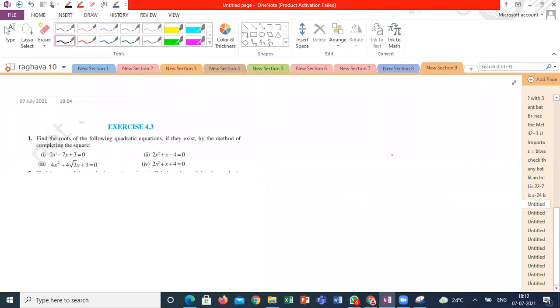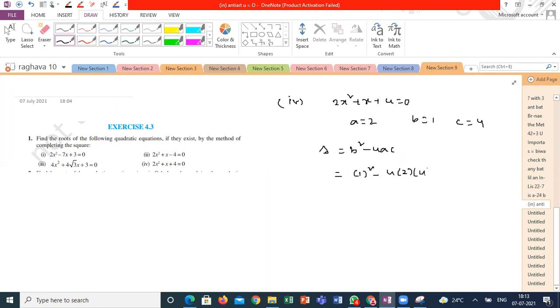Guys, is it clear? First 3 questions, how I am solving using the formula method. Come to the fourth question. 2x square plus x plus 4 is equal to 0, where a is equal to 2, b is equal to 1, c is equal to 4. Delta is b square minus 4ac, so how much is delta here? 1 square minus 4 into 2 into 4, 1 minus 32, that is minus 31. Delta is less than 0.